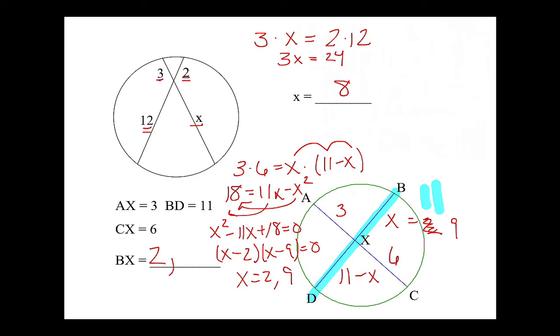We don't know which part is 9 and which part is 2. So we're going to just put that it could be 2 or it could be 9 depending on how this problem is set up. And we don't go by how the picture looks. We simply say, you know what? It could be 2 or it could be 9. Those are my two answers.